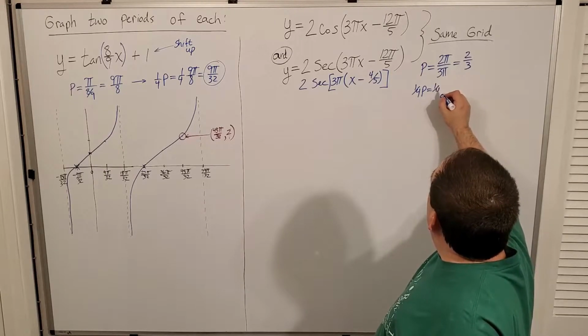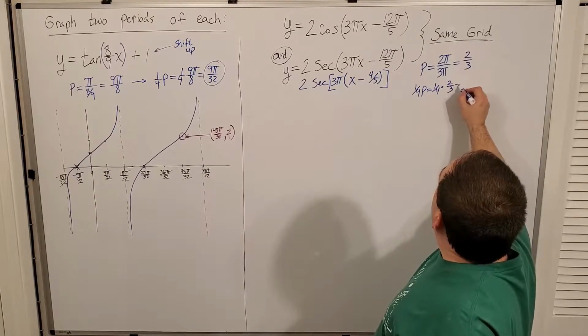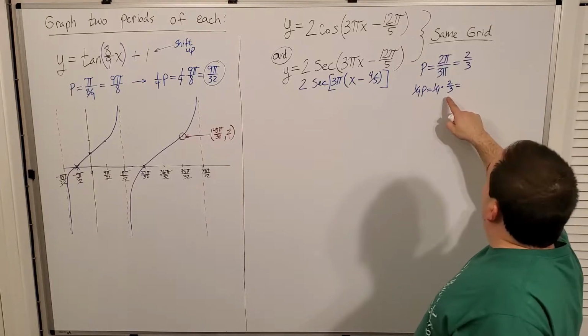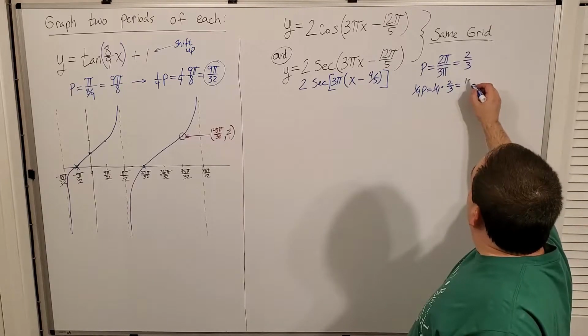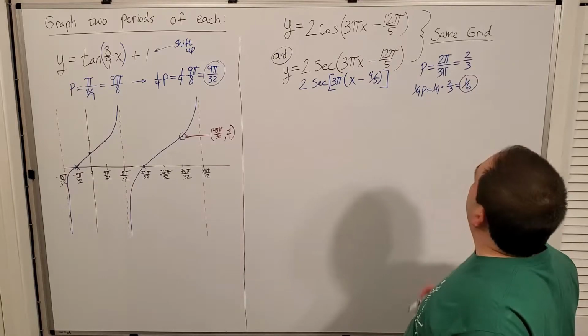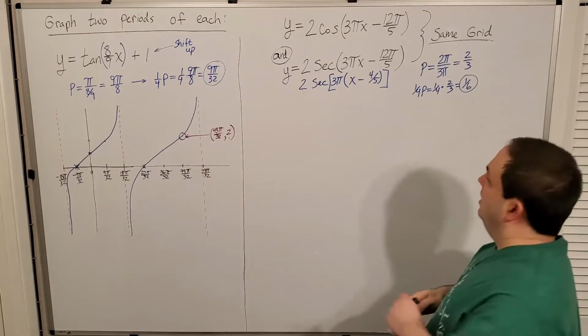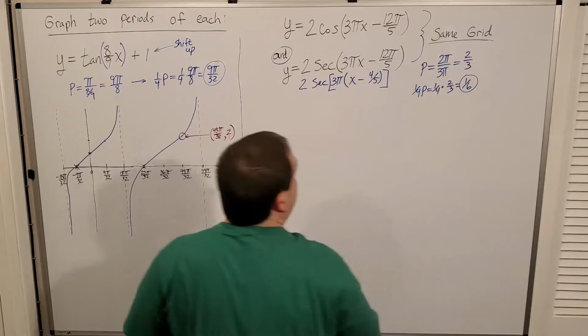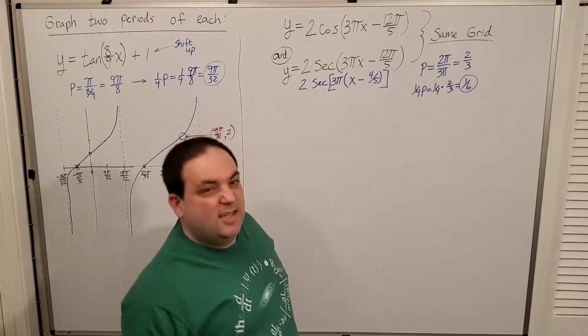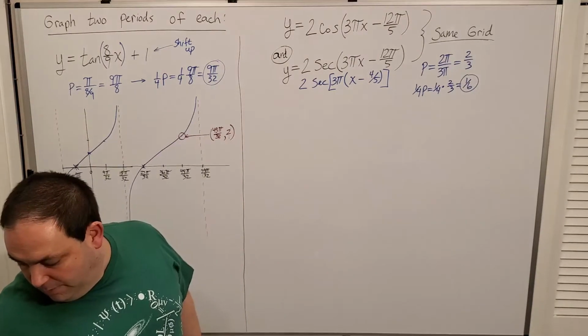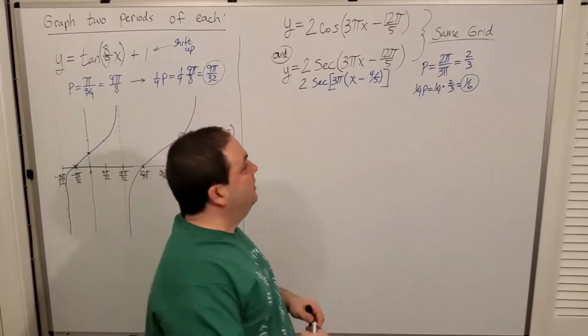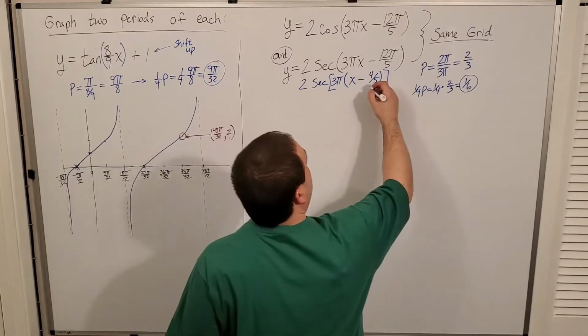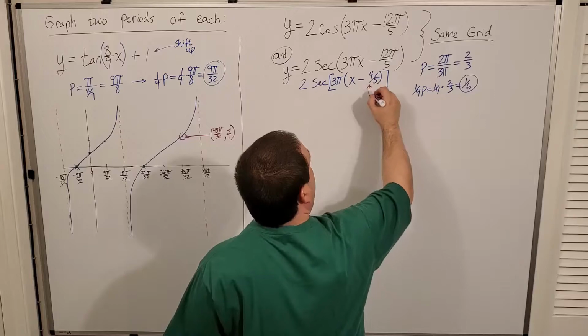Quarter period is going to be 1/4 times 2/3, which in this case is going to give me 1/6. So there's my quarter period. However, I now also have a horizontal shift. And remember, that is going to be affecting the period here, right? This is going to be a shift right.